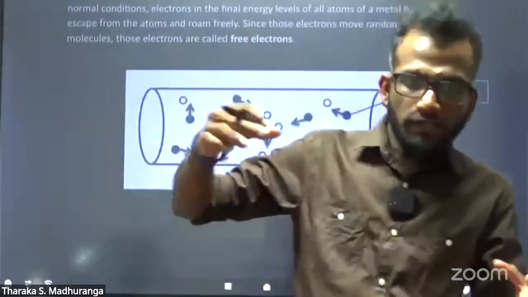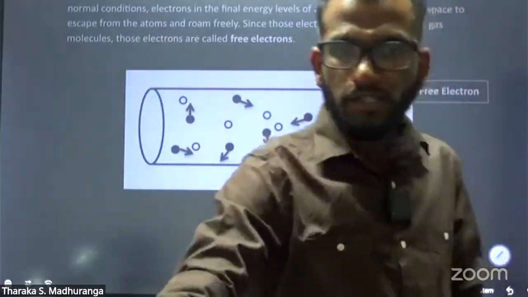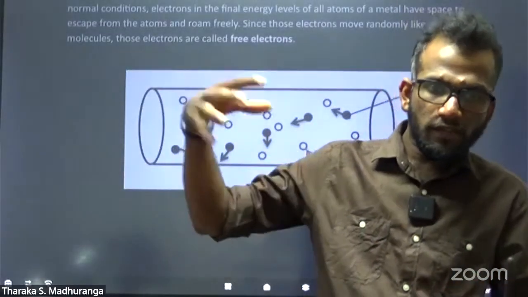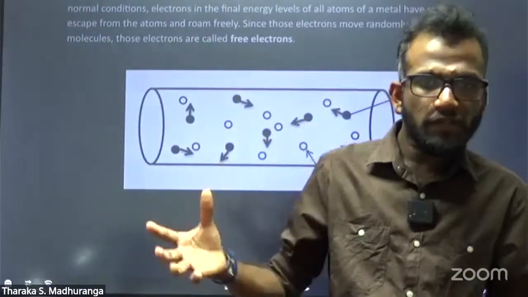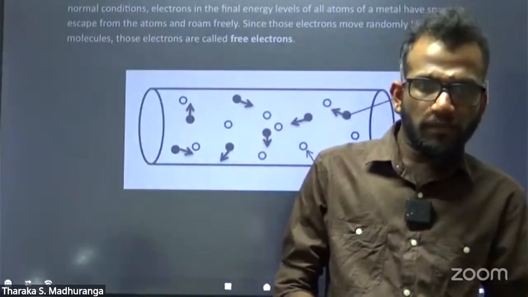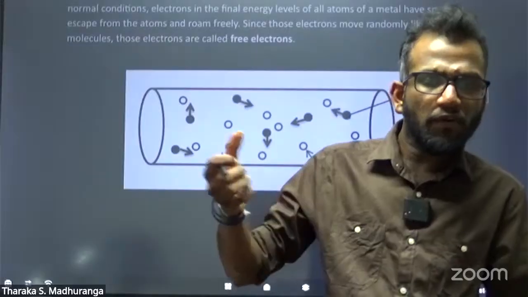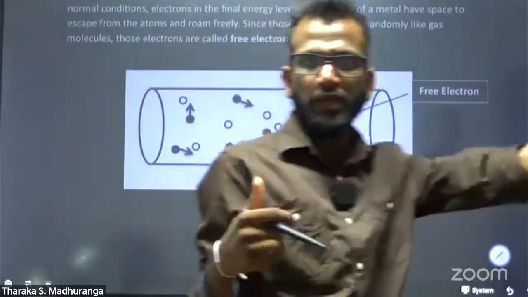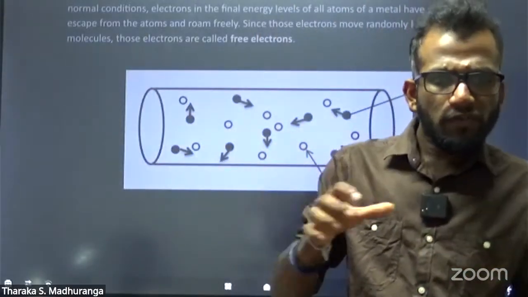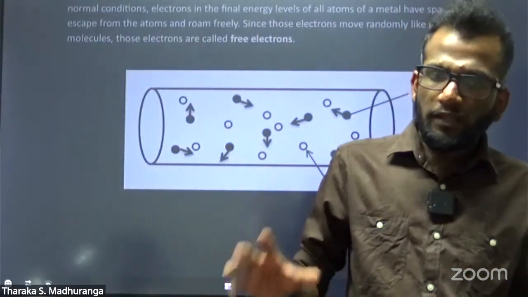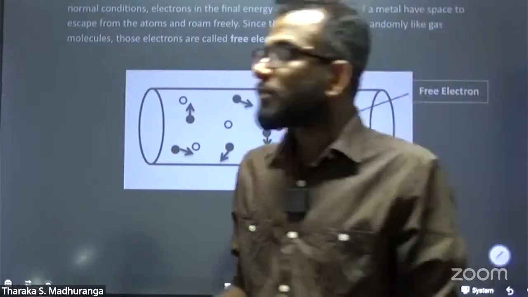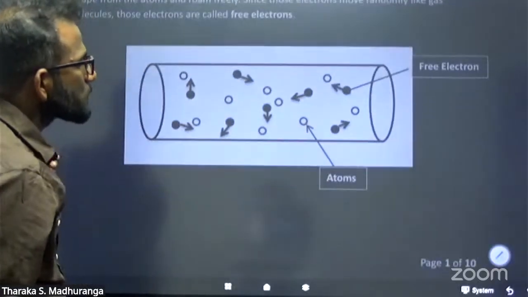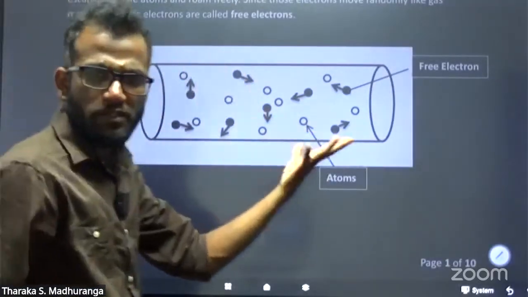When the distance between nucleus and nucleus increases, the attraction is decreasing, therefore it is freely available. It is free, like air molecules are freely moving in the atmosphere. In the same way, these free electrons also move freely, as given in the figure. They are freely moving. See, they don't have any specific direction.